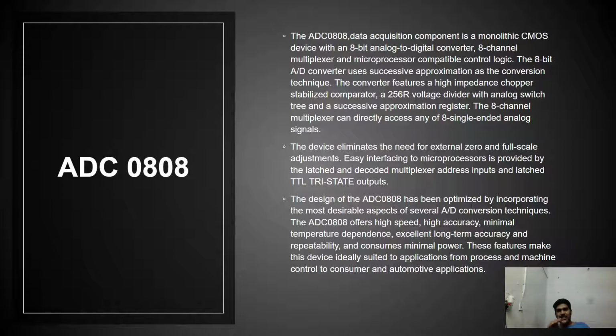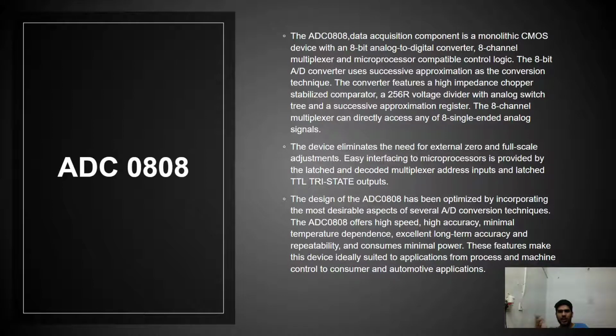Now we come to the ADC 0808, the analog to digital converter. It is an 8-bit analog to digital converter with an 8-channel multiplexer and microprocessor compatible control logic, which is very important for the particular endeavor that we have here. The process used by the ADC to convert analog to digital is the successive approximation method, which is one of the most efficient methods to convert an analog to a digital signal. The converter features a high impedance chopper stabilized comparator, a 256R voltage divider, and a successive approximation register, obviously.